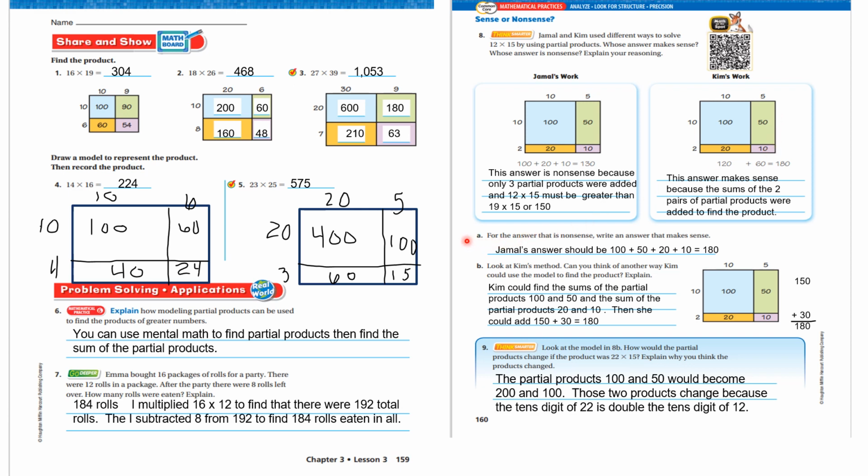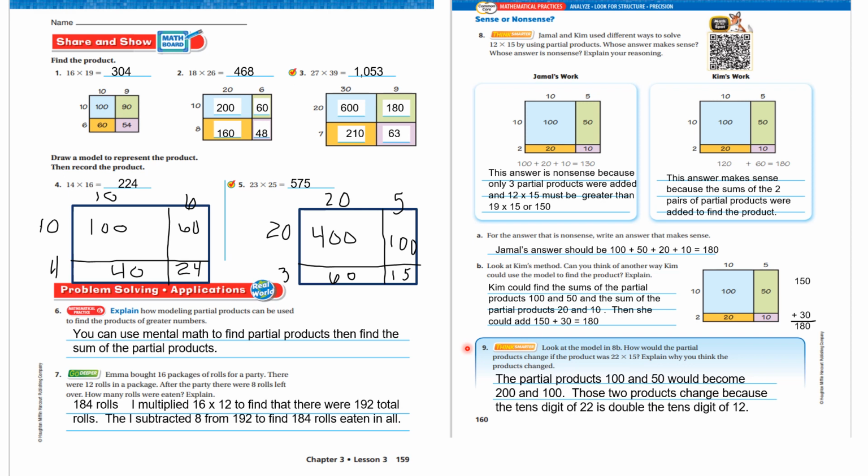A, for the answer that is nonsense, write an answer that makes sense. Well, Jamal should have written 100 plus 50 plus 20 plus 10 equals 180. And it says, look at Kim's method. Can you think of another way Kim could have used the model to find the products? Well, Kim could find the sum of the partial products, 150, and the sum of the partial products, 20 and 10. Then she could add 150 plus 30 equals 180. Okay, so she could have done it that way.